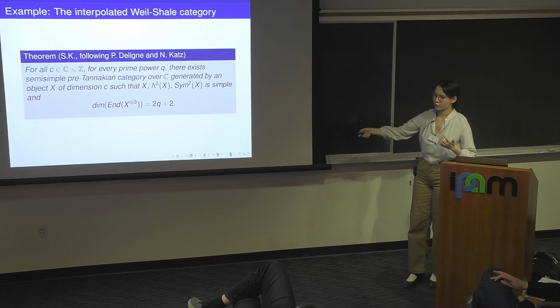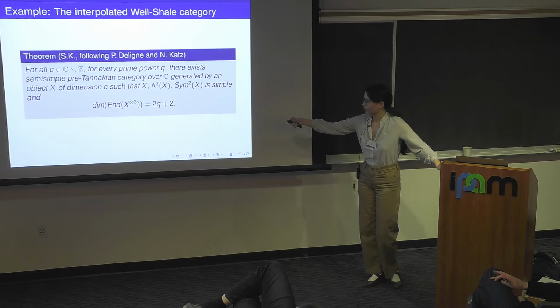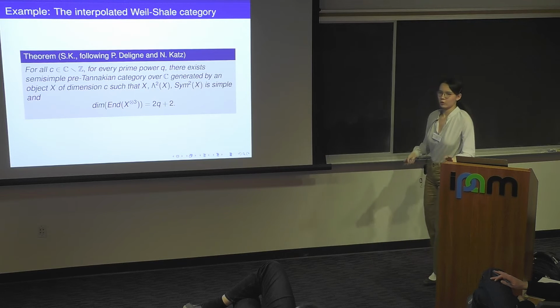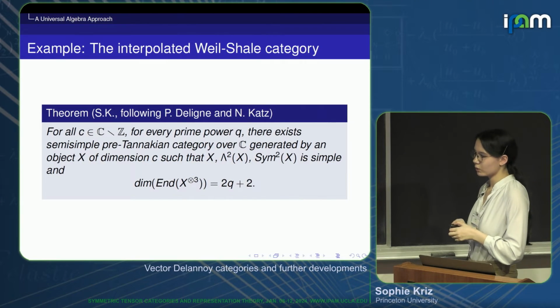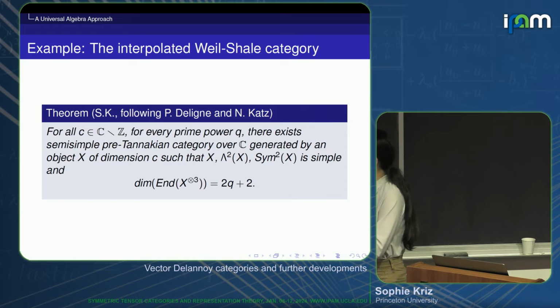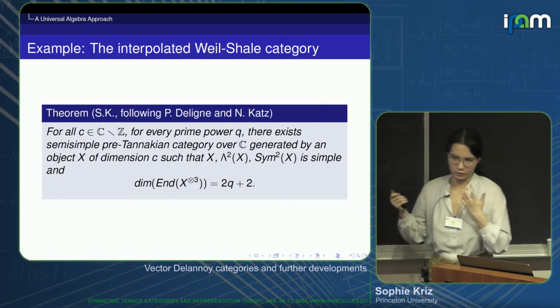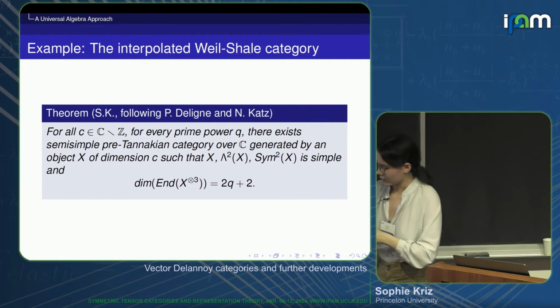And if I look at the dimension of the endomorphisms of x tensor 3, it turns out that this is, in fact, 2q plus 2, which is different, of course, from Rep of GL_c, where we just see 6. So we can really see that this is somehow different. This is not just Rep of GL_c generated by x.